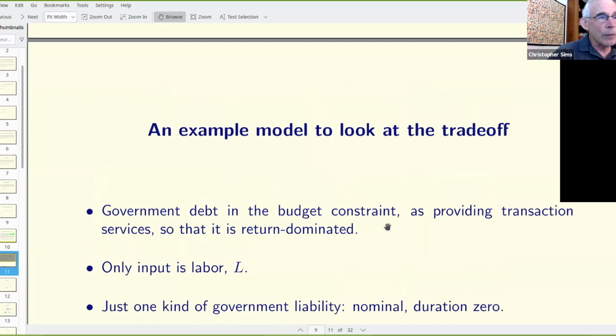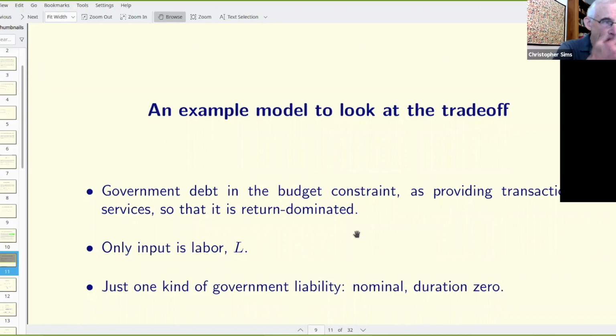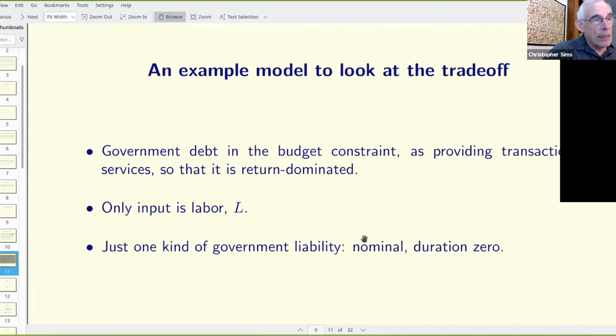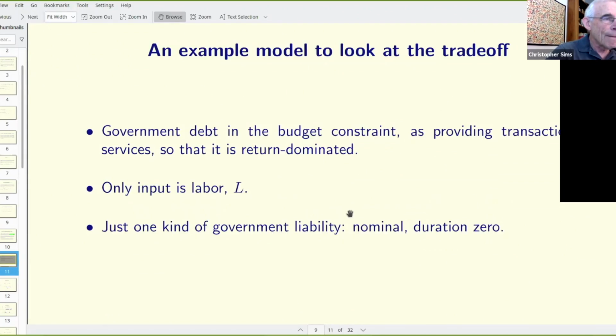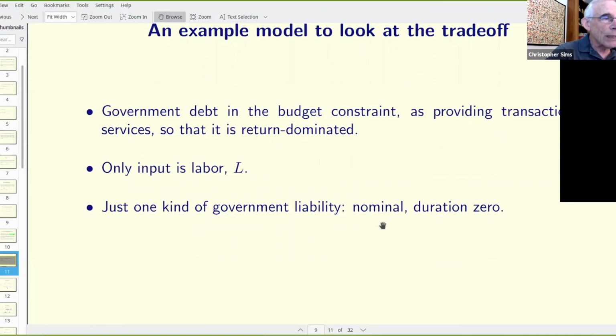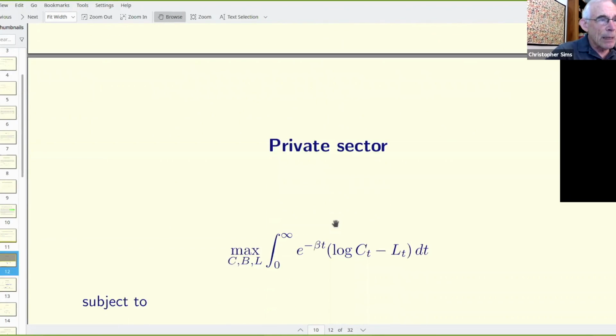So it's a model in which government debt enters the private budget constraint as providing transaction services. So government debt is return dominated. It pays less than the private discount rate. It's a representative agent model. Their only input is labor. Just one kind of government liability that's nominal, duration 0.